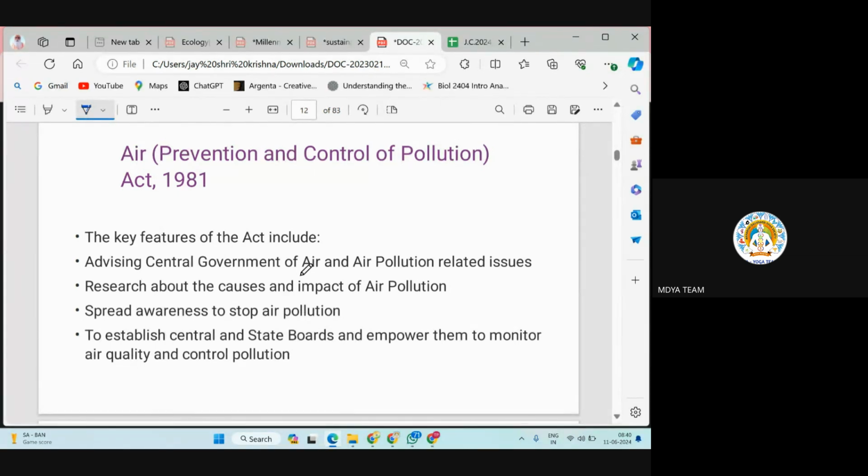In this act there are also some rules, like we need to do research about the cause and impact of air pollution, spread awareness to stop air pollution, and establish central and state boards and empower them to monitor air quality and control pollution. So these are three or four features. First, there were some guidelines for the central government on how to tackle air pollution.